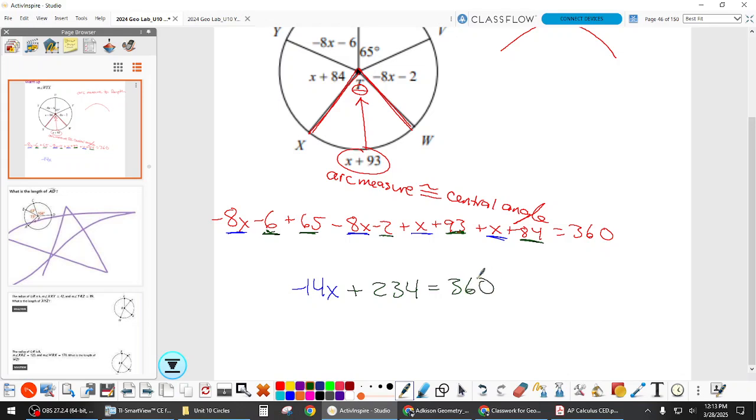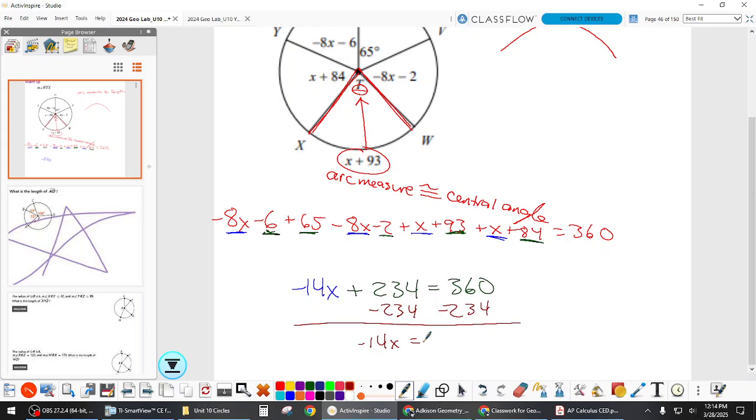Everybody good on that step? Did I just double check? Did I get the 234 good? Okay. Anyway, from here it's just normal. So subtract 234. And we're going to get a negative x.